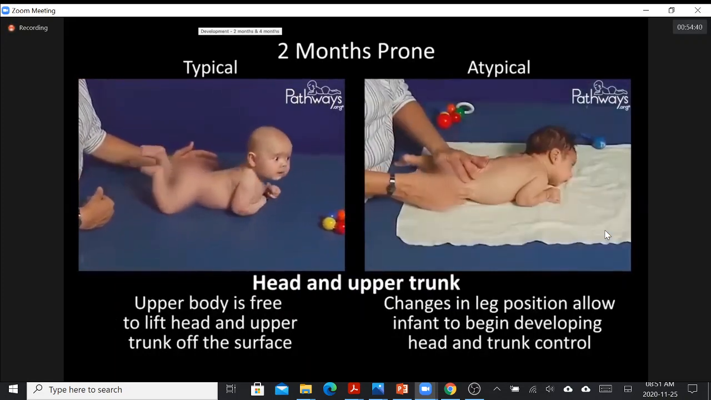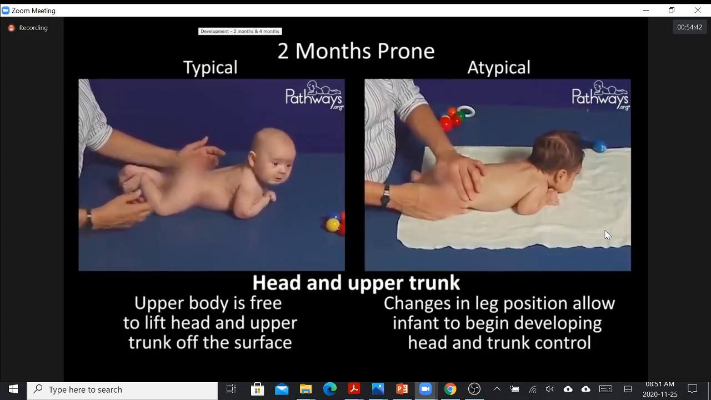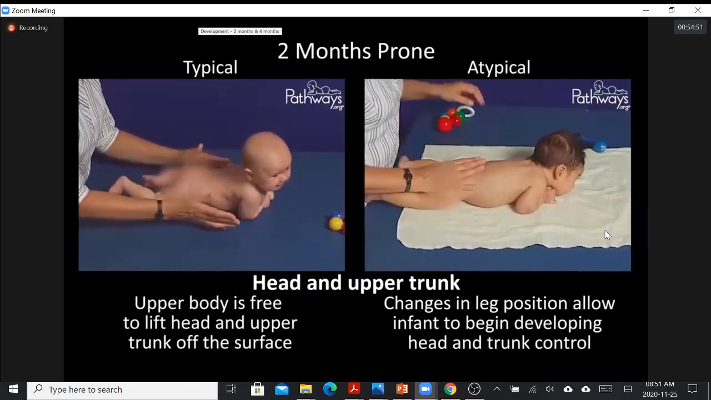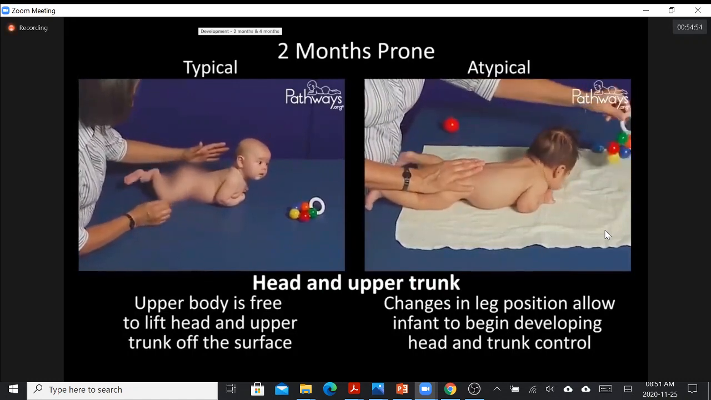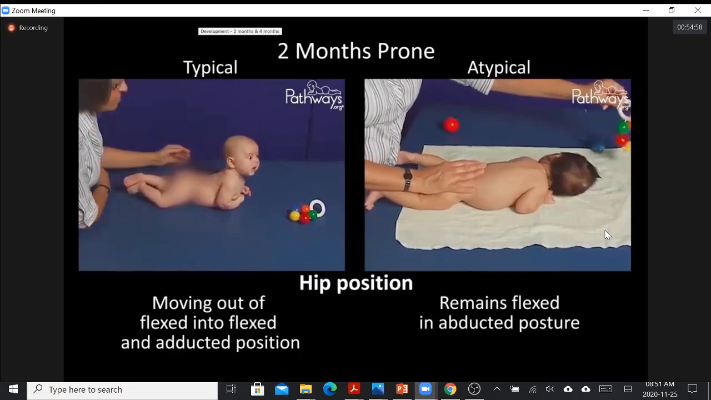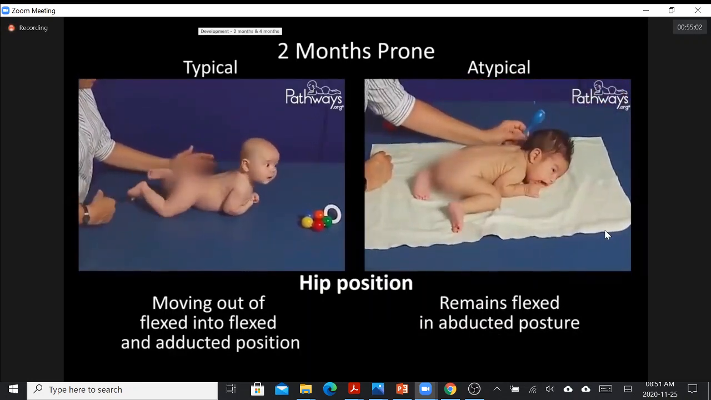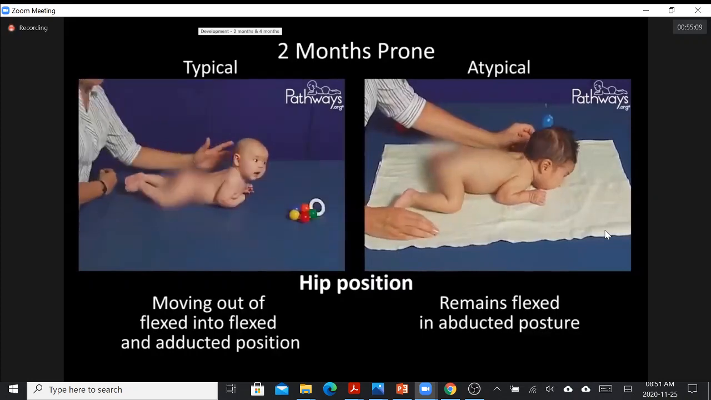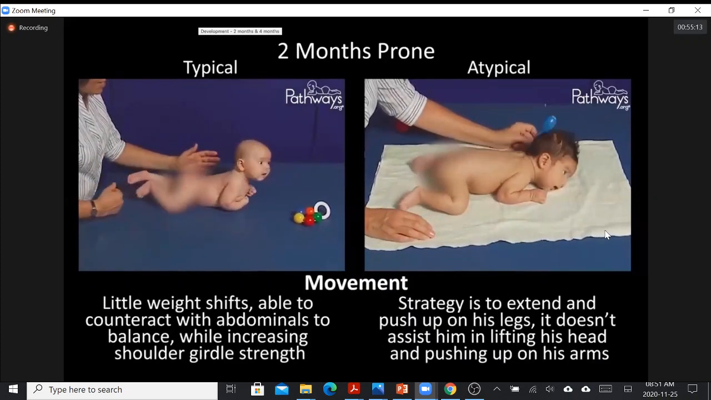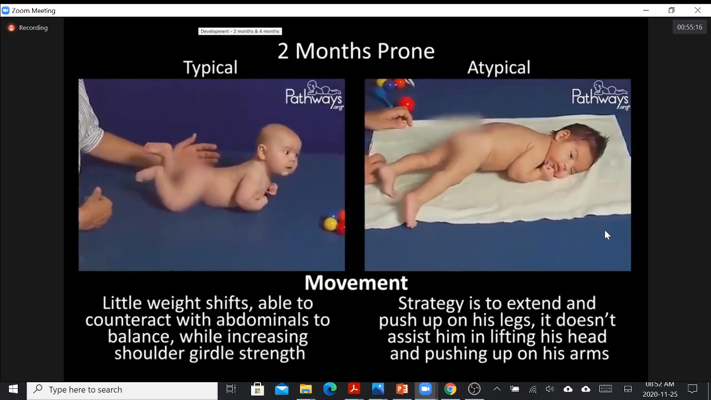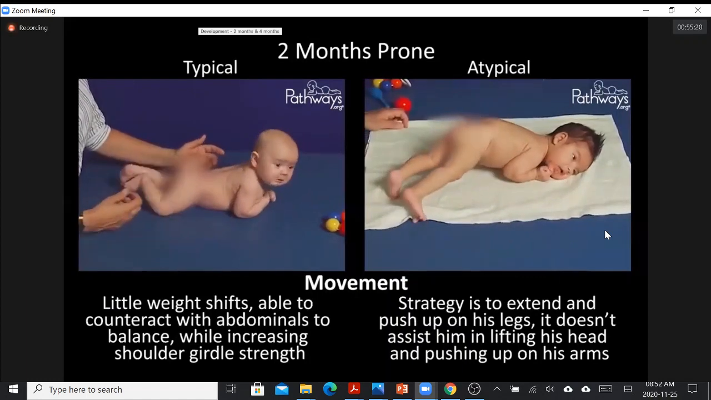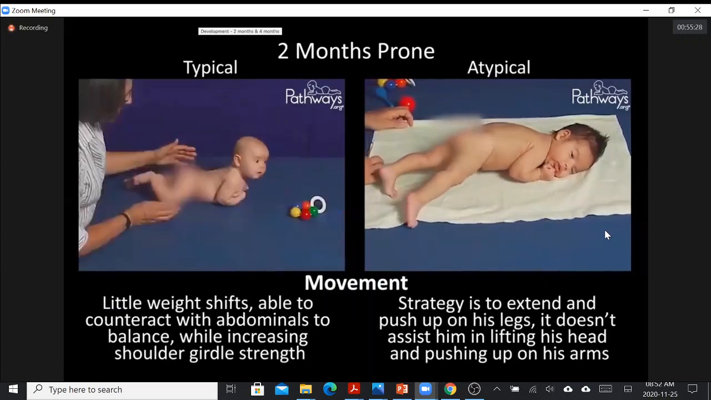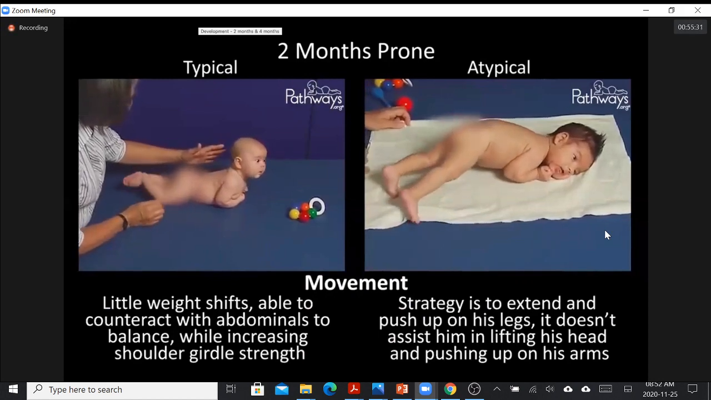Head and upper trunk. Baby on the left's upper body is free to lift his head and upper trunk off the surface. Note that the changes in leg position on the atypically developing baby allow him to begin developing head and trunk control. Hip position. Watch baby on the left moving out of flexed and abducted into flexed and adducted position, while baby on the right remains in flexed and abducted posture. Movement. Notice the baby on the left is doing little weight shifts and is able to counteract with his abdominals to balance while increasing shoulder girdle strength. Baby on the right's strategy is to extend and push up on his legs. It doesn't assist him in lifting his head and pushing up on his arms.